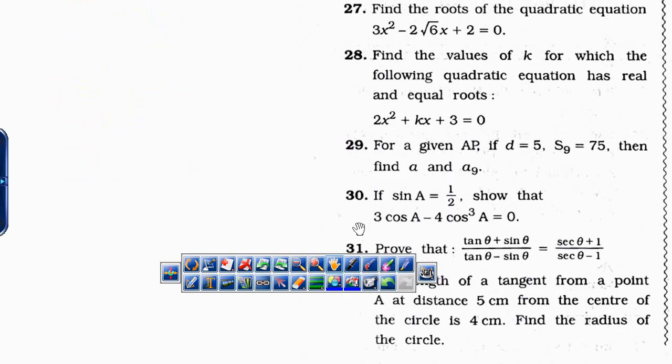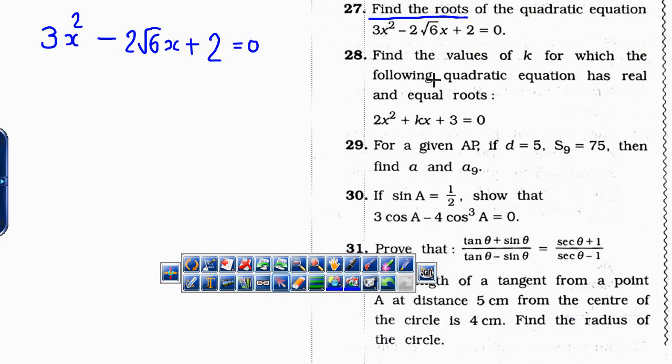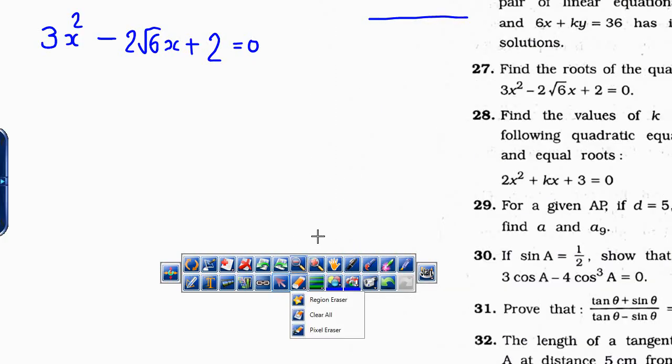Twenty-seven. Find the roots of quadratic equation. Middle term splitting with roots. A very standard question जो आराम से बोर्ड में पूछ सकते हैं. 3x square minus 2 root 6x plus 2. Find the roots. कौन सी मेथड? कुछ फर्क नहीं पड़ता. So I will show you two methods. First is short method, which is nothing but middle term splitting. Middle term splitting करके दिखाते हैं.